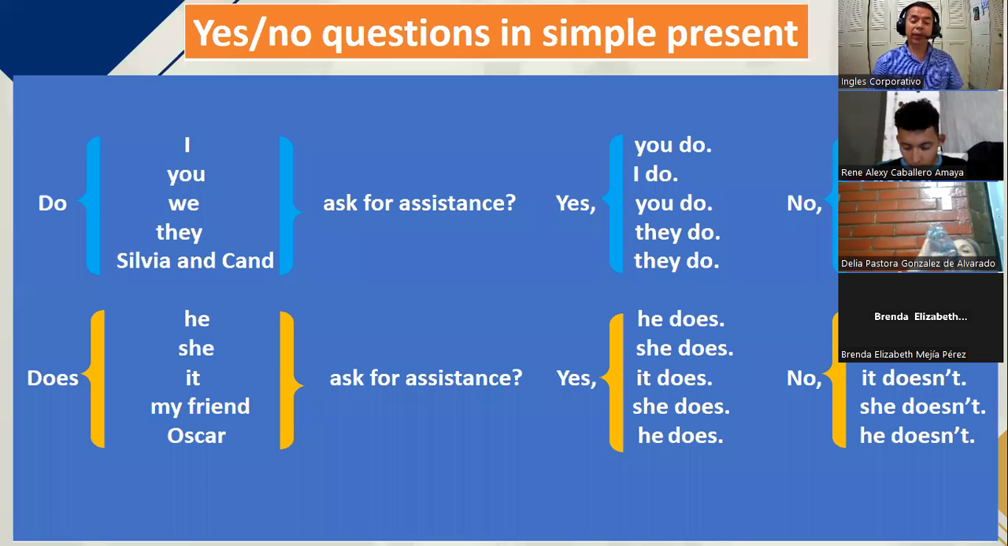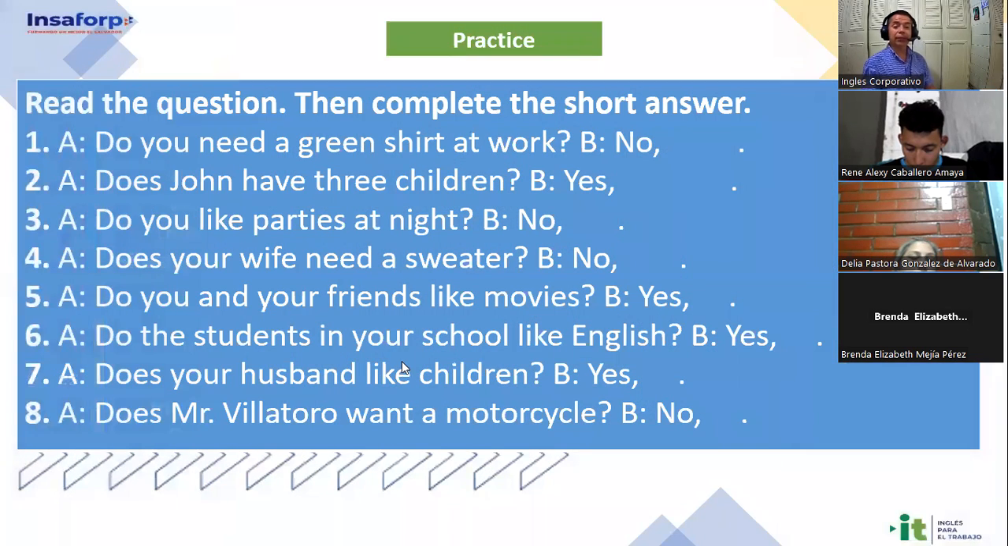Now, this is the general structure, right? Aquí tenemos la estructura general, con do y con does. Do I ask for assistance? Yes, you do. No, you don't. Do you ask for assistance? Yes, I do. No, I don't. Do we ask for assistance? Yes, you do. No, you don't. Do they ask for assistance? Yes, they do. No, they don't. Okay? Etc., etc. And with does, does he, does she, does it, and then we don't add the S, right? No agregamos la S. Okay?